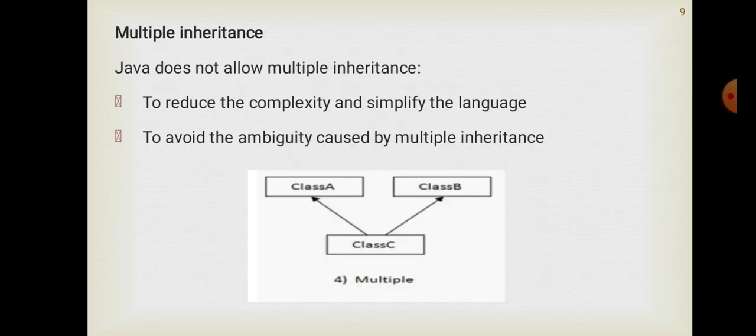Next is multiple inheritance. Java does not allow multiple inheritance with classes. If you want to achieve this, you have to use the concept of interfaces, to reduce complexity and simplify the language. To avoid ambiguity, we do not use multiple inheritance with classes in Java.